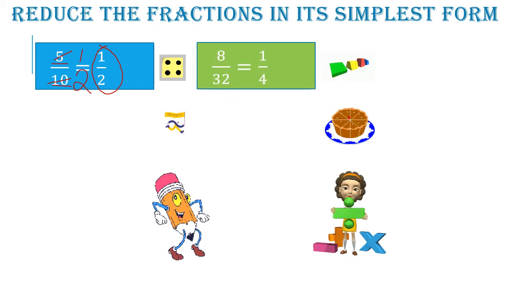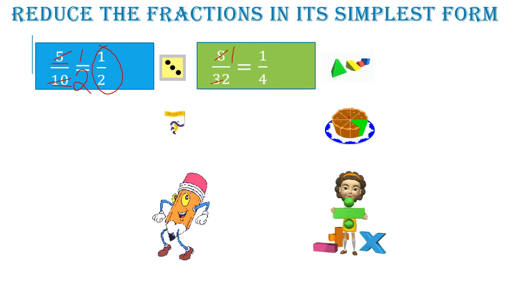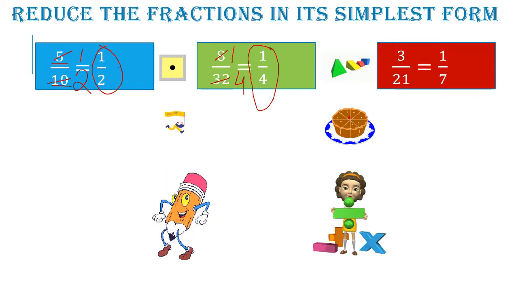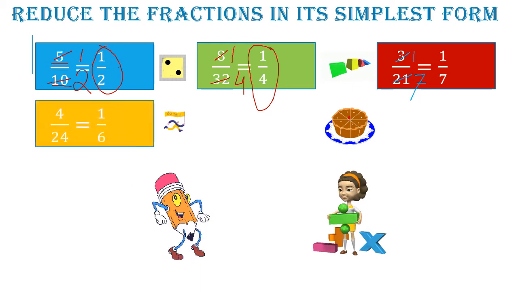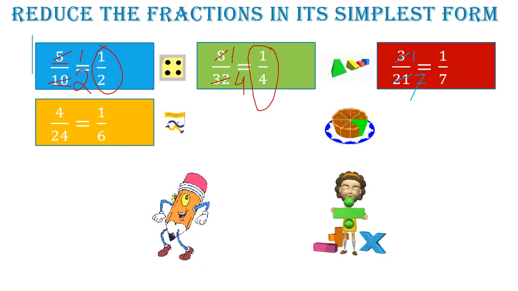Let's see the next one. We have 8 by 32. So we'll say the 8 times table. 8 times 1 is 8 and 8 times 4 is 32. So the fraction we got is 1 by 4. Now 3 by 21. In the 3 times table, we have 3 times 1 is 3 and 3 times 7 is 21. So the simplest form is 1 by 7. Let's see the next one, 4 by 24. We'll count the 4 times table. 4 times 1 is 4 and 4 times 6 is 24. So this is 1 by 6.